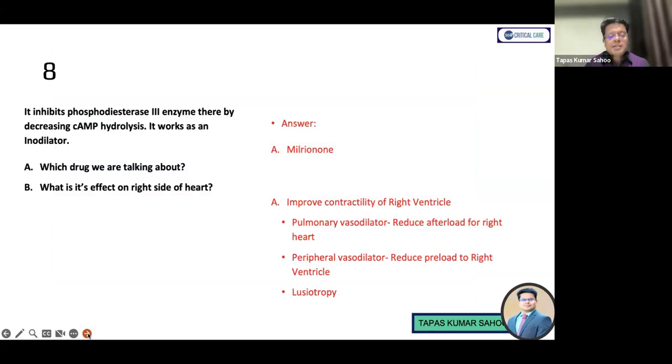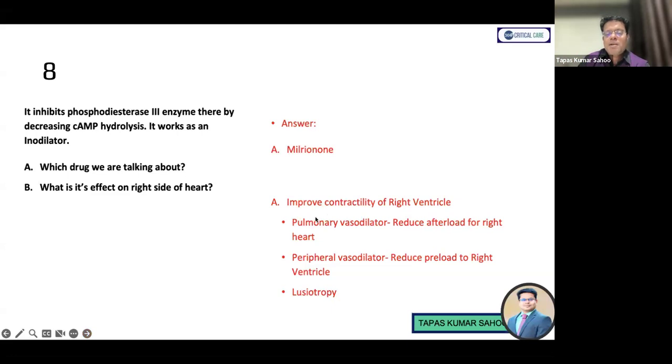So they are specifically mentioning that you have to tell about the right side of the heart action of milrinone. It's a pulmonary vasodilator. That means it would reduce the afterload of the heart, and also it's a peripheral vasodilator. That means as a result, what would happen? The preload to the right ventricle is also reduced. So the right ventricle would be contracting better now. And the third action would be lusitropy, that means muscle relaxation. So these are the 3 effects of milrinone on the right side of the heart.